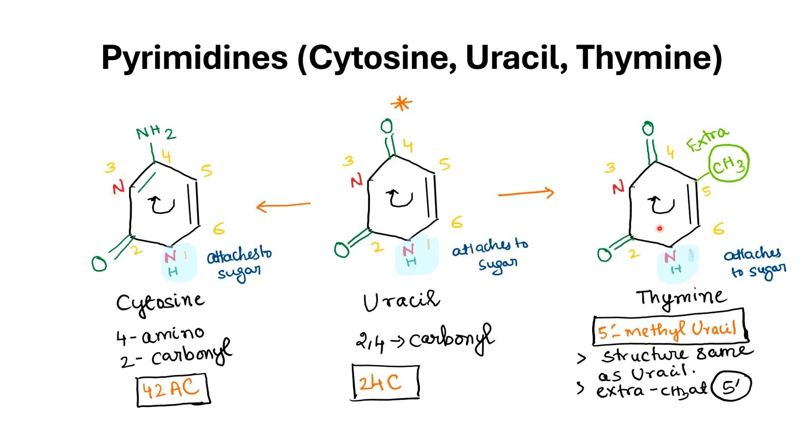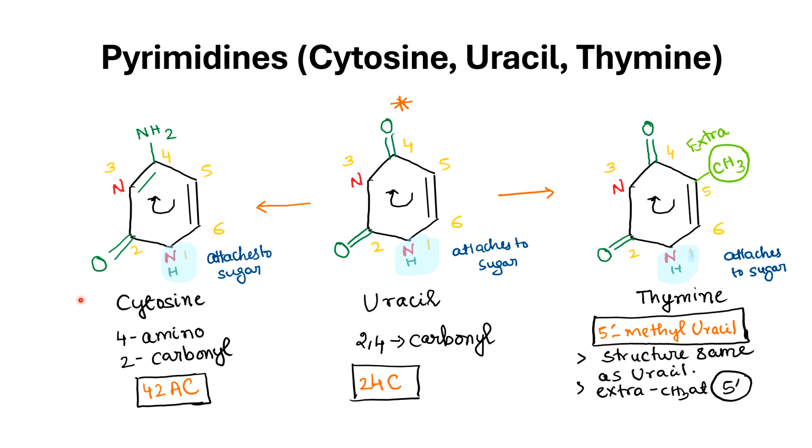Now look at the structure of thymine. It is exactly similar to that of uracil. What's the difference? You have just an extra methyl group at position 5. So thymine is 5-methyl uracil. Remember uracil structure? Thymine is automatically done.